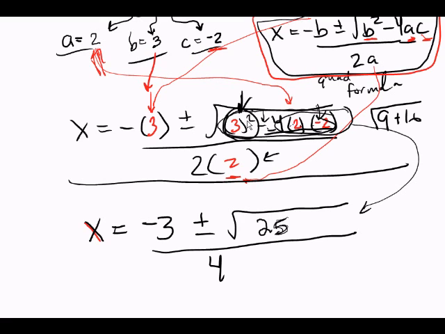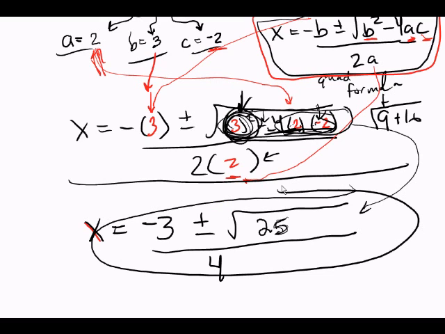Negative 4 times 2 is negative 8. You see, you want to use your order of operations. This part equals 9. So then you have the 9 here. Then you multiply all this together. 4 times 2 is 8. 8 times 2 is 16. Negative times a negative is a positive.